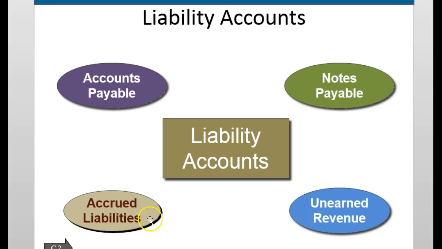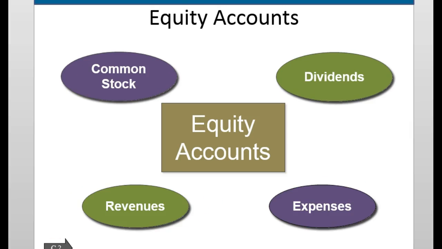So those are liabilities. And finally, you have the equity accounts. And we kind of lump this all together when we say owner's equity or stockholders' equity, but it's comprised of common stock, dividends, revenues, and expenses. And when you look at this, there's also retained earnings, which is the holder of prior year net income. So these make up your equity account.